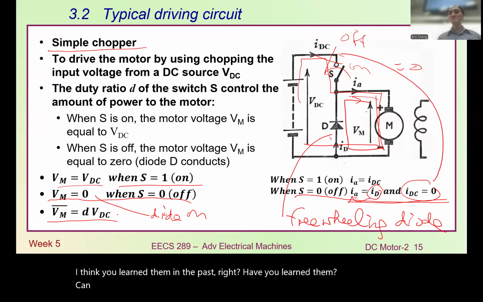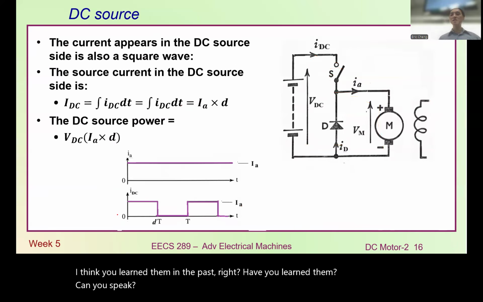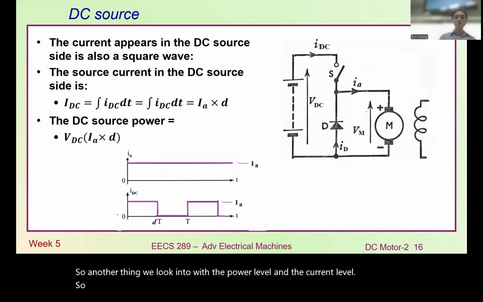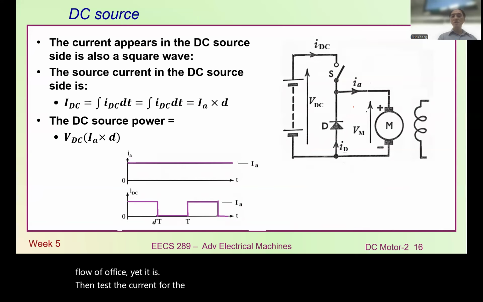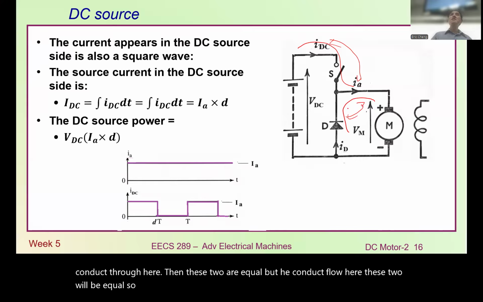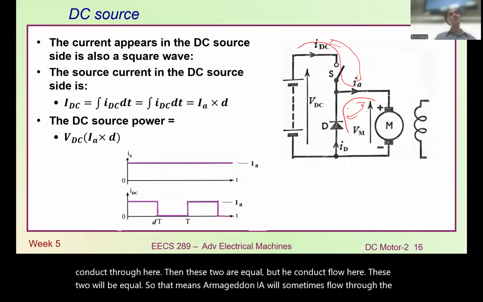Okay. Another thing we look into is the power level and the current level. If we assume the current of the motor continues to flow, then that's the armature current. If you conduct through here, then these two are equal. But if you conduct through here, these two will be equal. So that means the armature current IA will sometimes flow through the IDC DC source or sometimes flow through the diode.